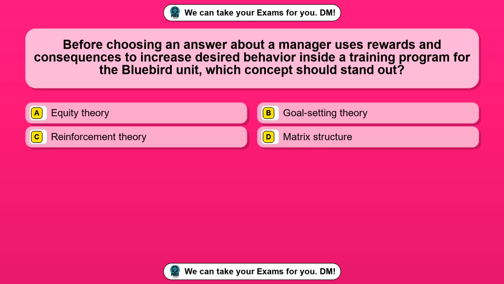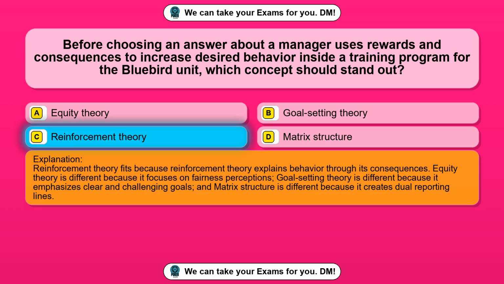Question 43. Before choosing an answer about a manager who uses rewards and consequences to increase desired behavior inside a training program for the Bluebird unit, which concept should stand out? Option A, equity theory. Option B, goal-setting theory. Option C, reinforcement theory. Option D, matrix structure. The correct answer is option C, reinforcement theory.